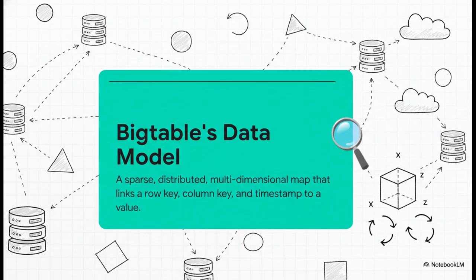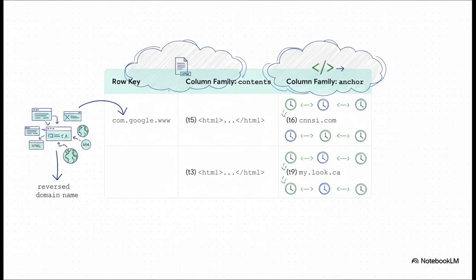Distributed means it runs across thousands of machines. And multidimensional, this is the cool part, it maps three things: a row key, a column key, and a timestamp, all to a single value. Let's look at a real example here.